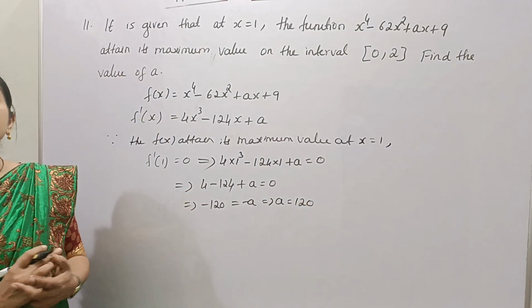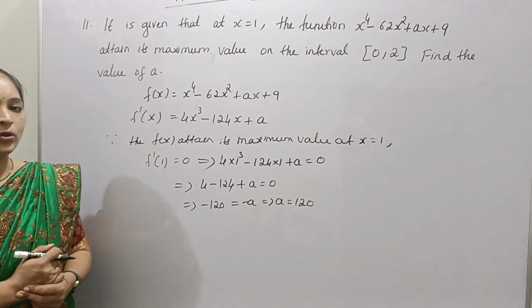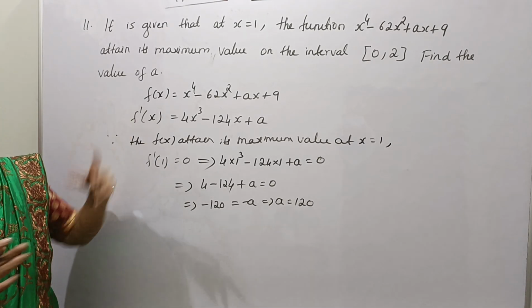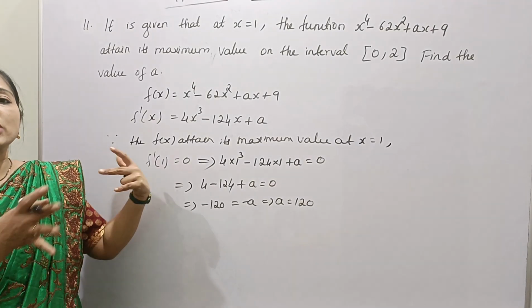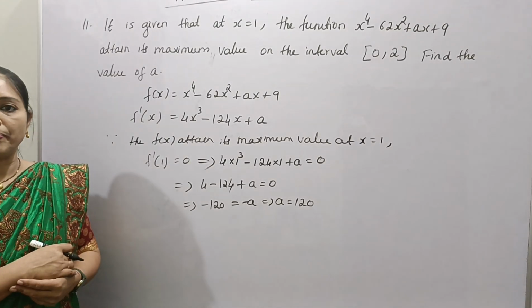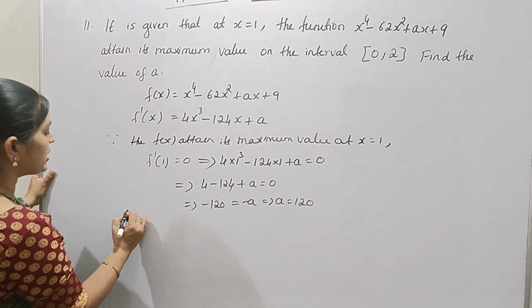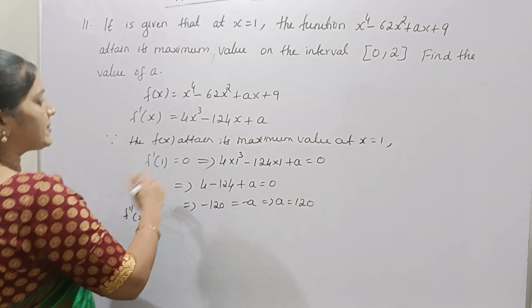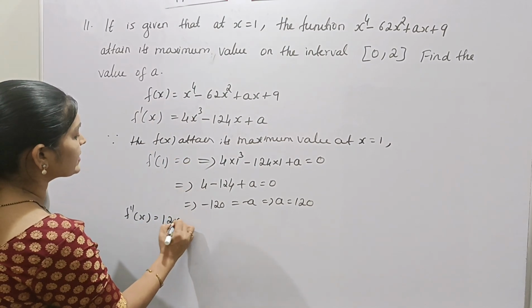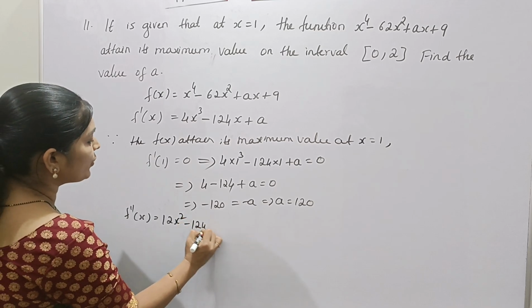So we have got the value of a, that is 120. Okay, so we have found the answer already. But here let's check whether this function attains a maximum or minimum. So we will find f double dash of x. What is f double dash of x? That is 12x square minus 124.